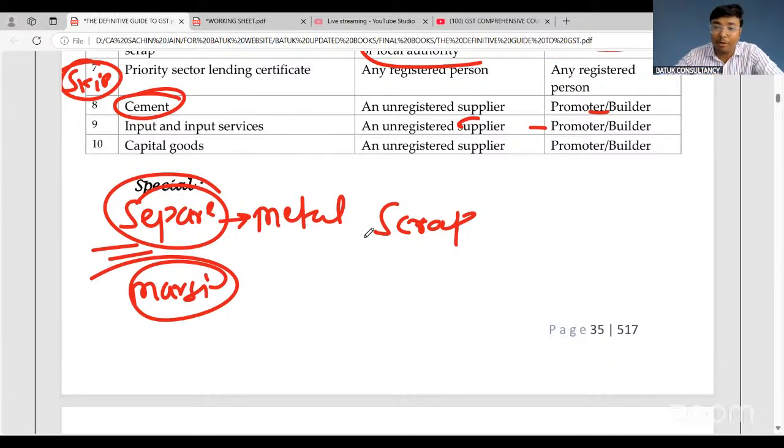Sir, is everything fine for everyone? Then no RCM is applicable.